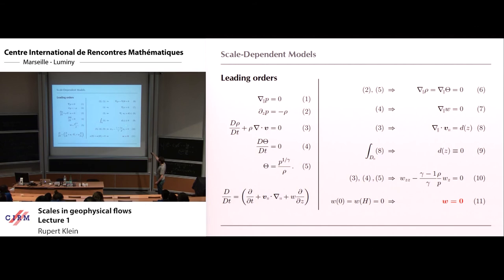And once I have this, I can derive from equations 3, 4, and 5 a second order equation for the vertical velocity. And since I have a bottom and top boundary condition of velocity equal to zero, I get w equal to zero and nothing can move. That's disappointing. I started with an equation set that's valid supposedly for the 10 kilometer, 20 minute length and time scales. And I apply my straightforward asymptotic analysis or limit, and I get that I cannot have a vertical velocity. I can only have horizontal shear flows. That's obviously not what we would like to have.